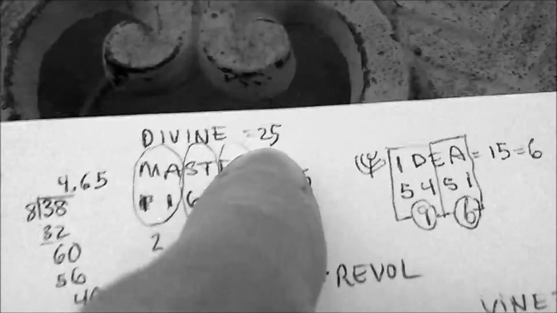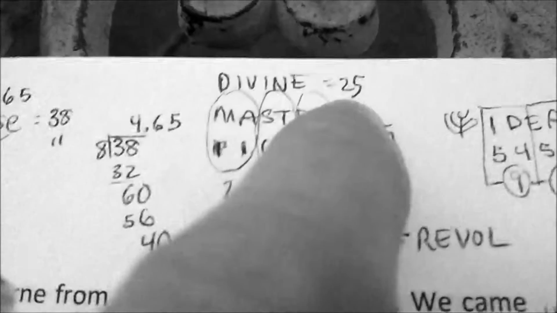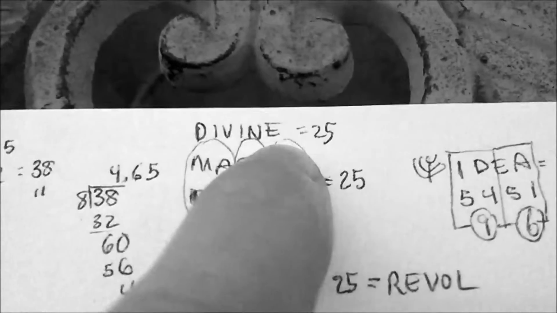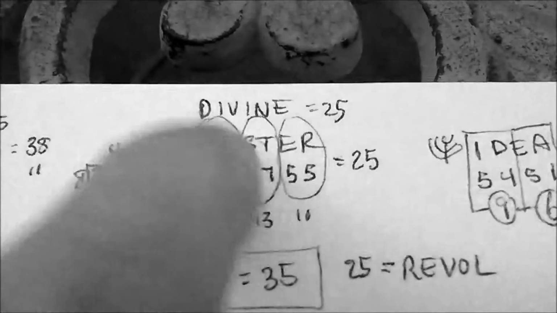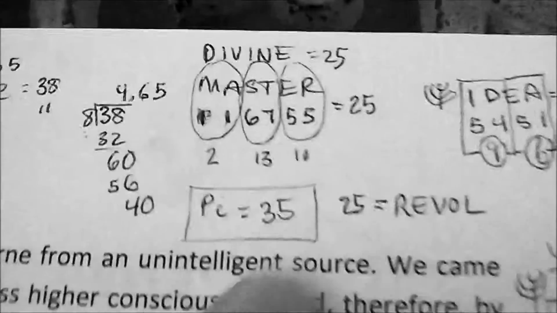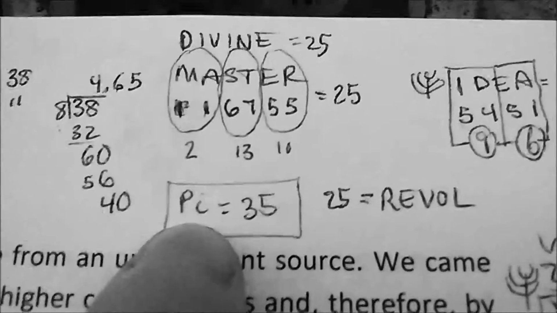But this is one of the pi numbers from simple gematria, and I didn't think it was a coincidence that quite a few words having to do with this type of aspect, like divine and master, are also 25. So I wanted to show that to you.